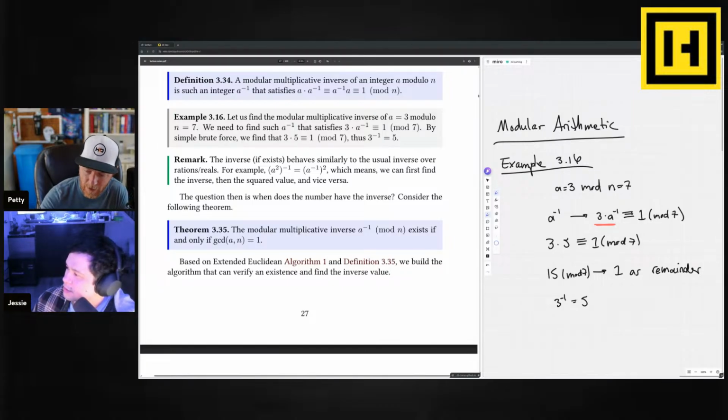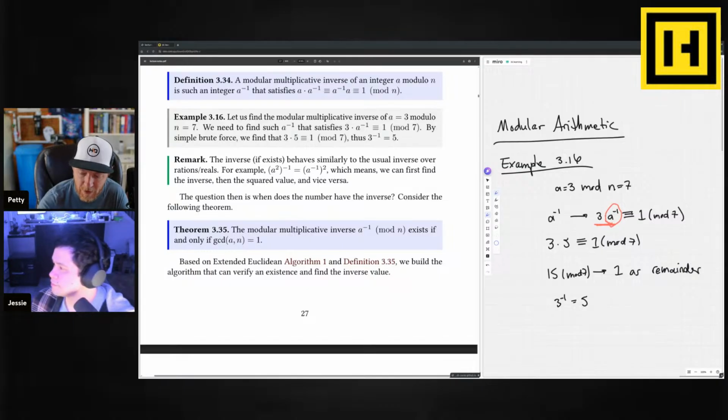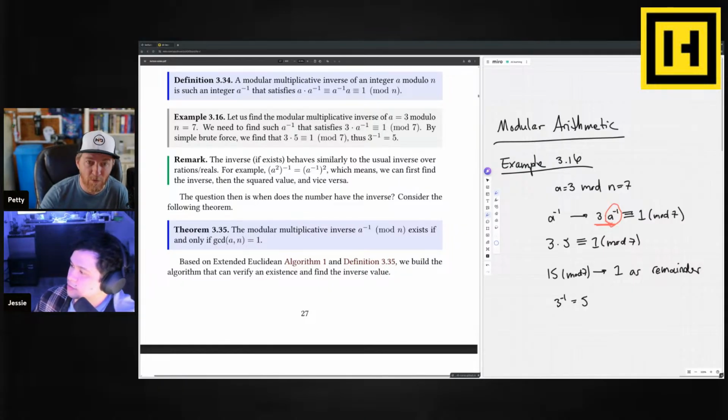So basically, it's saying, if I look here, what number times 3 is going to give me a remainder of 1 mod 7? So what times 3 mod 7 has a remainder of 1? 3 times 5 is equal to 15. Mod 7 gives you a remainder of 1. So by brute force, the inverse of A, where A equals 3 and n equals 7, is equal to 5, because it fits into this.